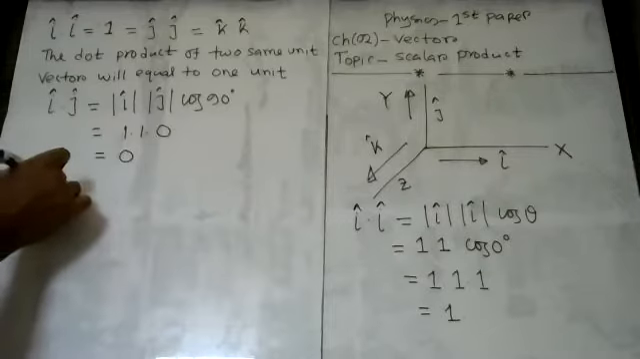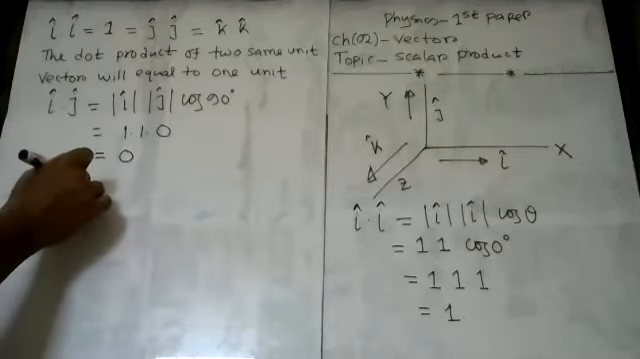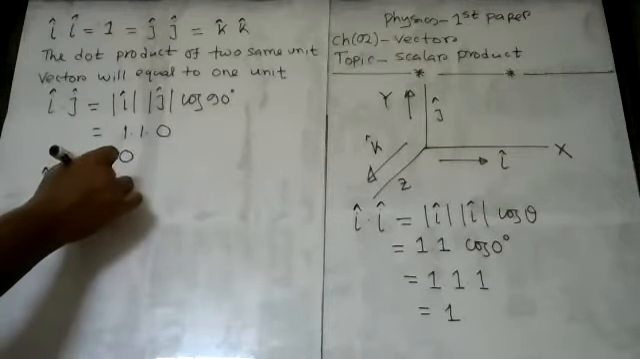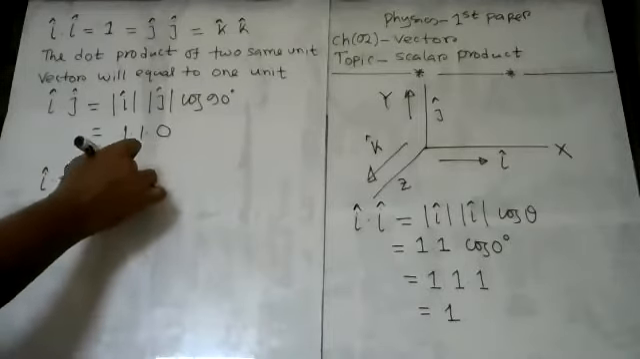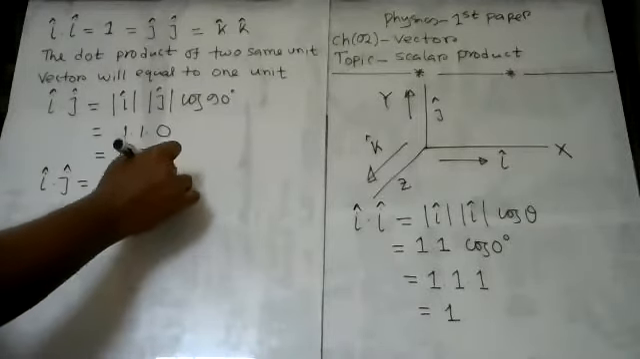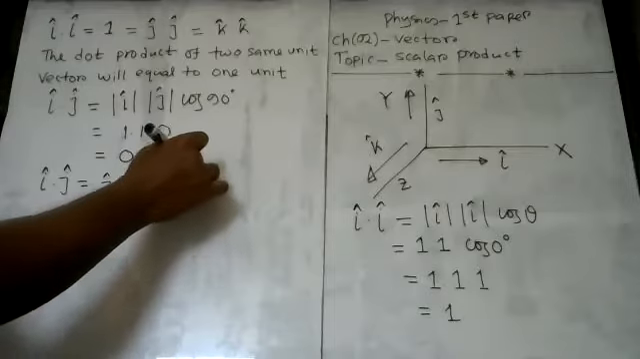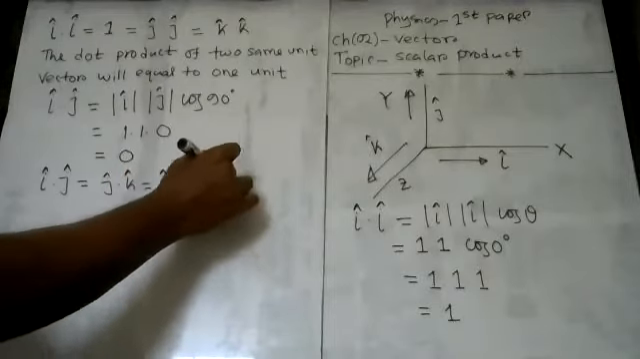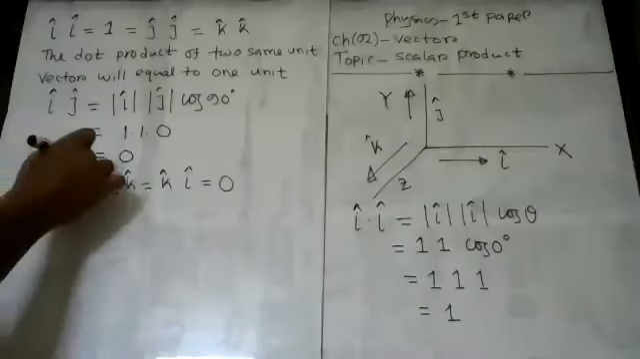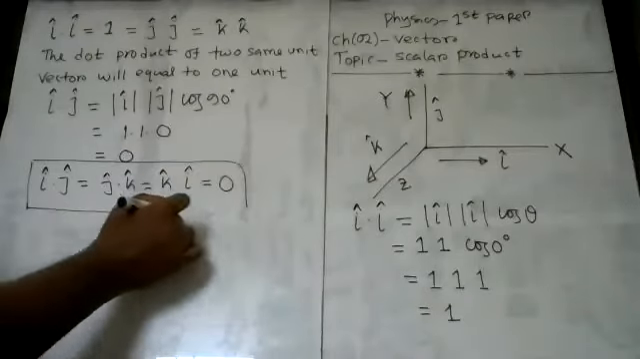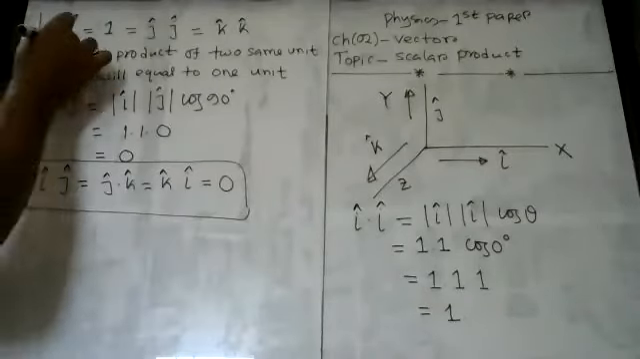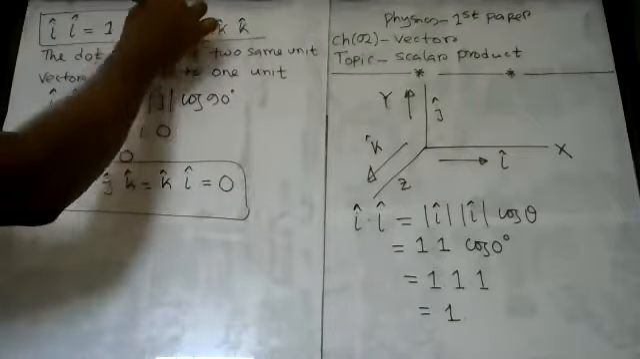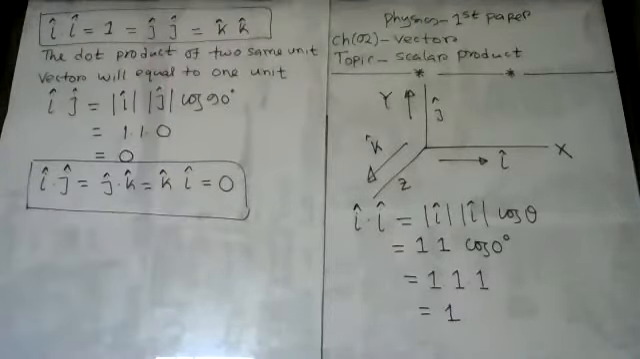Similarly, i hat dot j hat will equal j hat dot k hat will equal k hat dot i hat, which will equal 0. So this is a formula. My dear students, this is another formula. These are very important formulas for developing your basic knowledge.